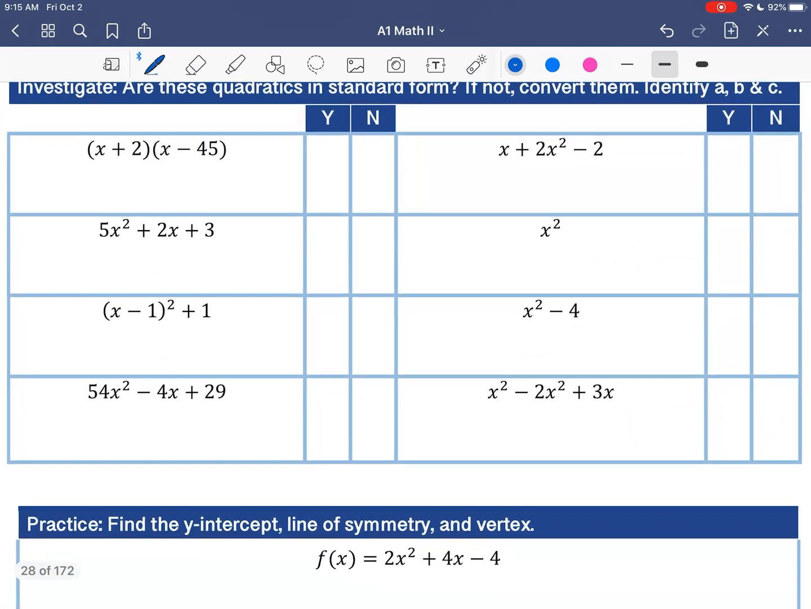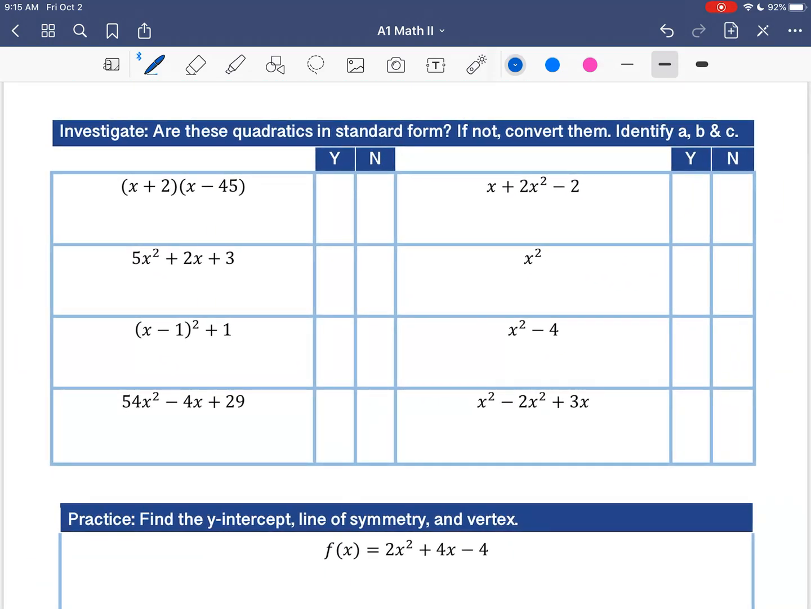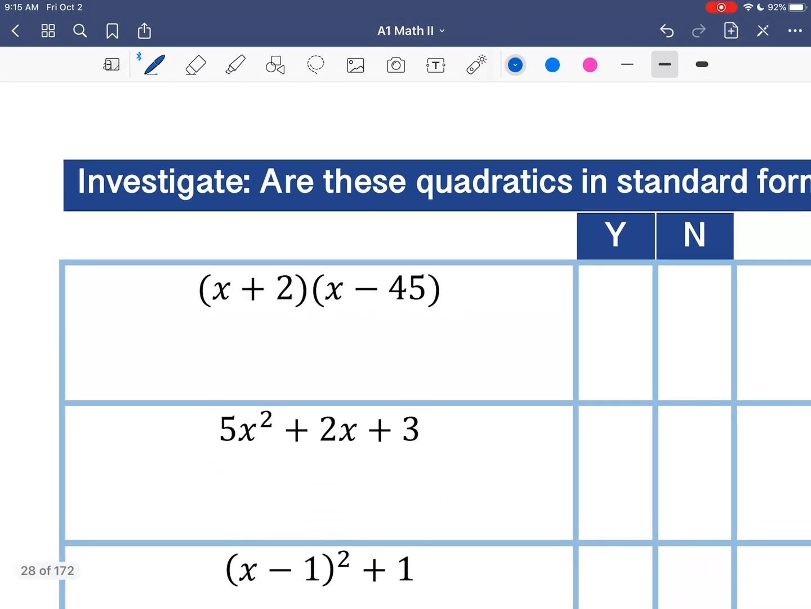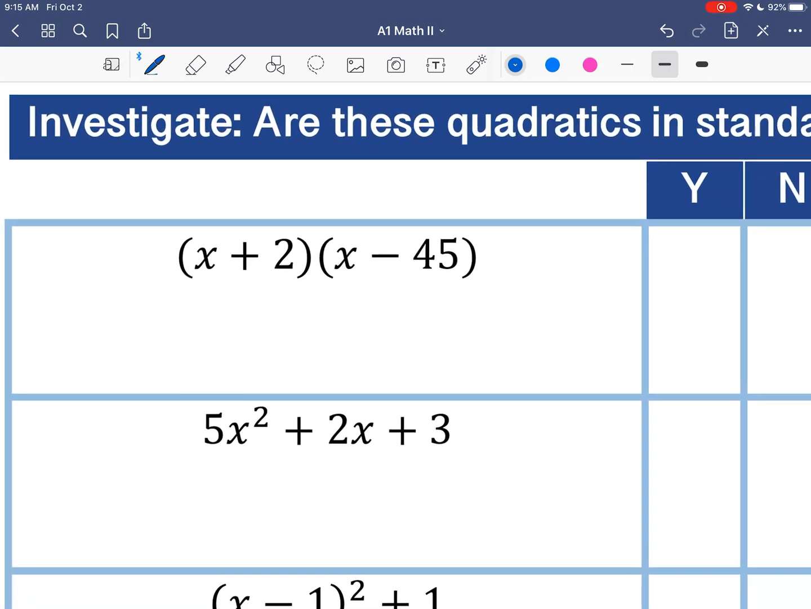There you go. Okay. So what our job is on these ones is to identify whether or not it's in standard form. So that's the first thing. If not, convert them, meaning that we need to multiply some stuff out to make it standard form. And then identify A, B, and C. So we don't have a lot of room in some of these, so I apologize for that lack of room.